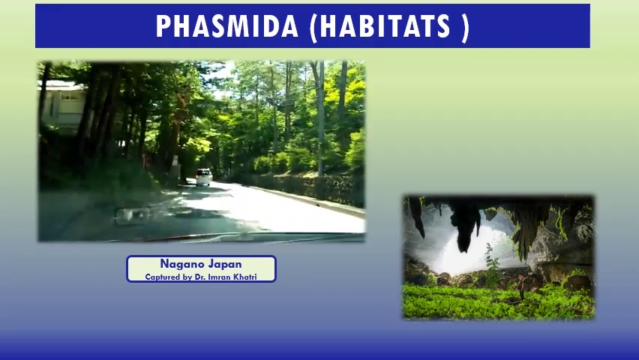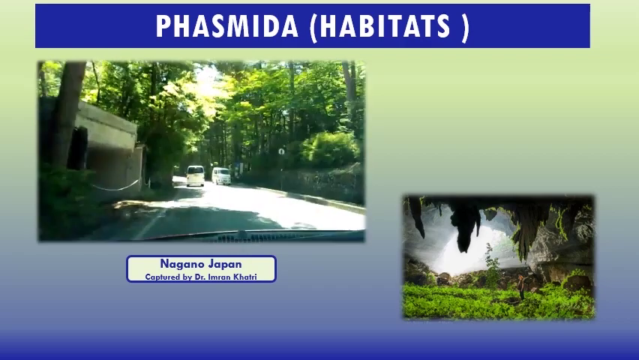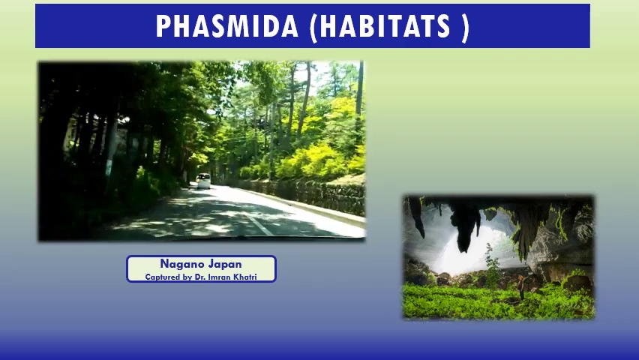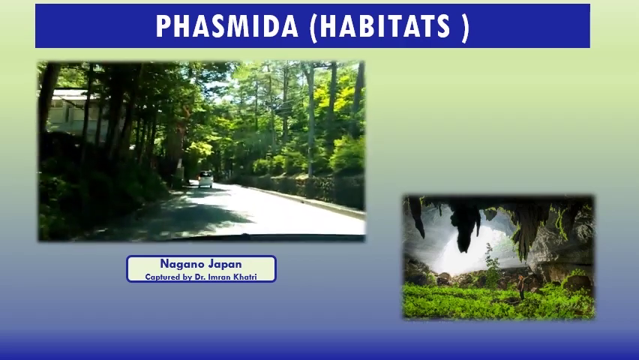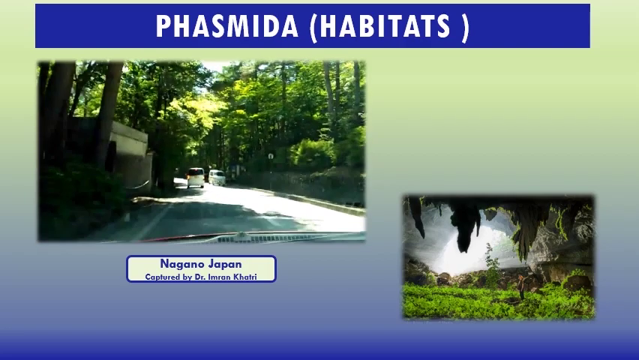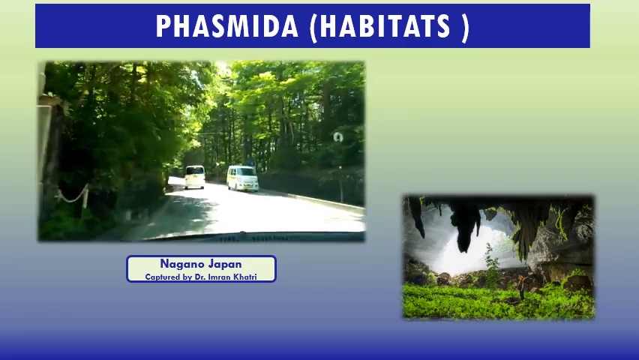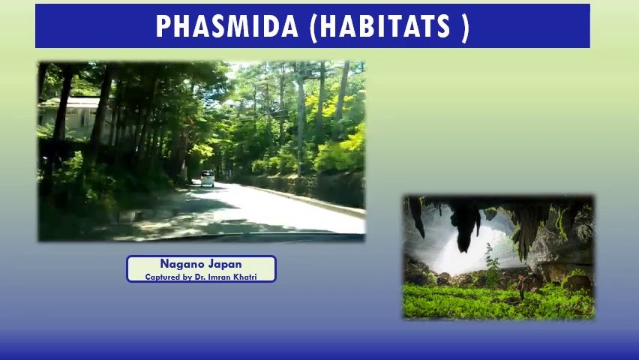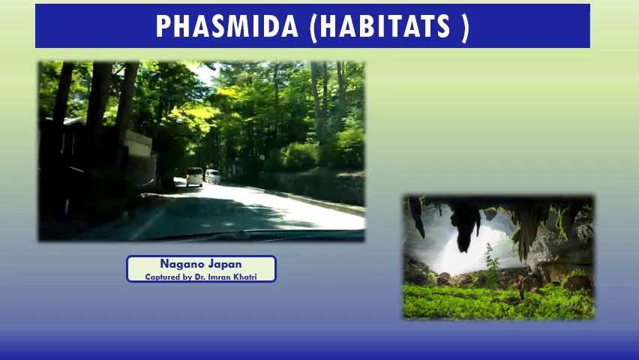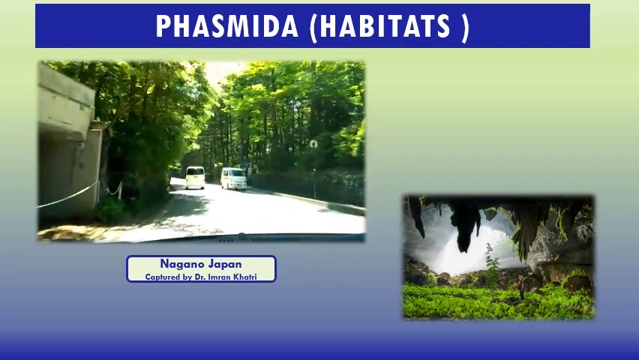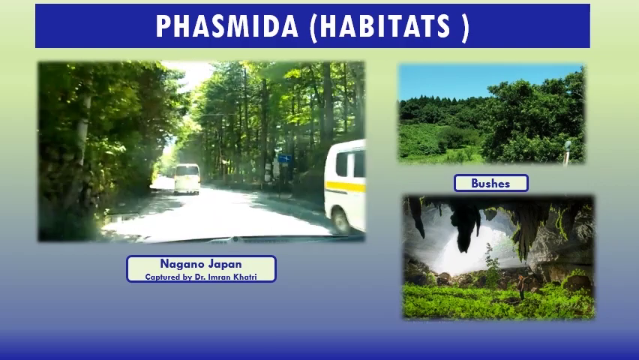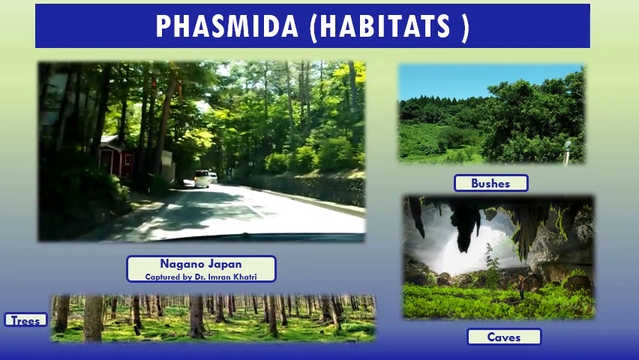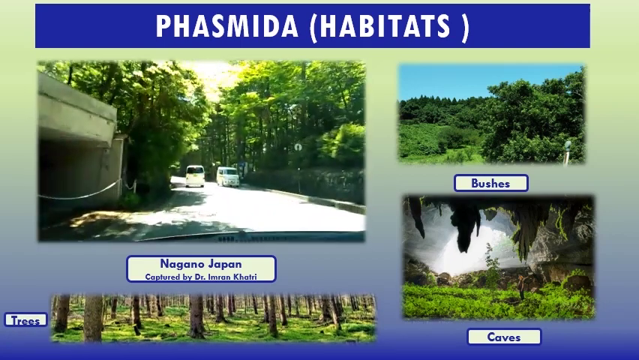Phasmida can be found all over the world except for Antarctica and Patagonia. They are most numerous in the tropics and subtropics. The greatest diversity is found in Southeast Asia and South America, followed by Australia, Central America, and the southern United States. You can see here, bushes. They can be found in caves, and they are also found on trees.